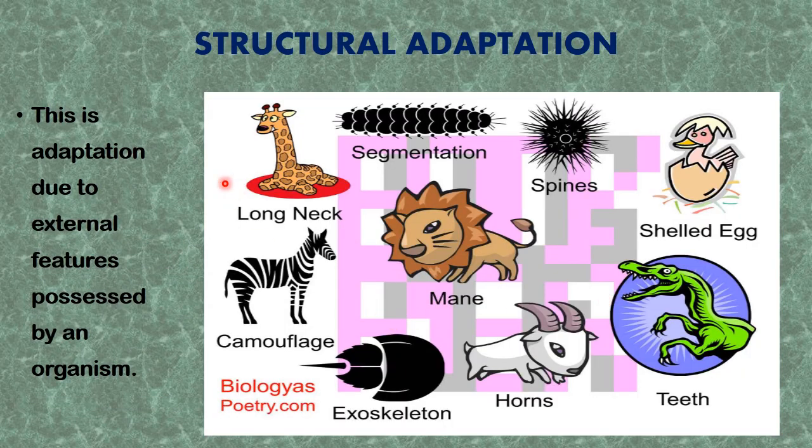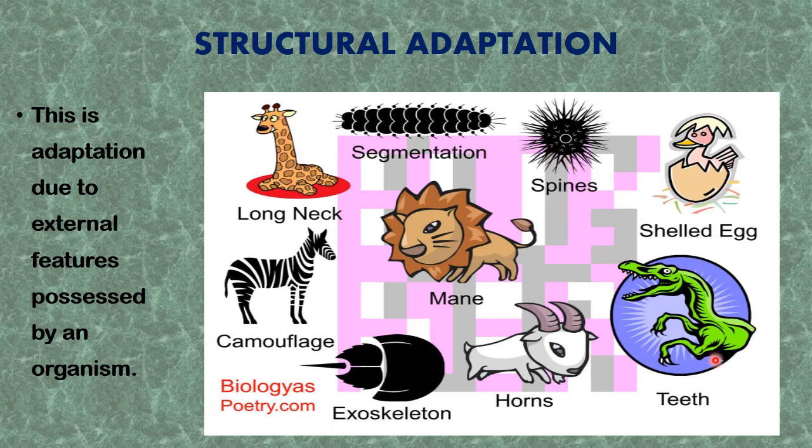Now, looking at these types of adaptation, one after the other. Structural adaptation. This adaptation is due to external features possessed by an organism, and as you can see in this picture here, we have examples of structural adaptation. We have the zebra that has camouflage, which is part of the structure of its skin, which helps it to blend into its environment to avoid predators. Now we have the giraffe that has a long neck, which is its adaptive feature, which helps it to be able to obtain even food from trees.